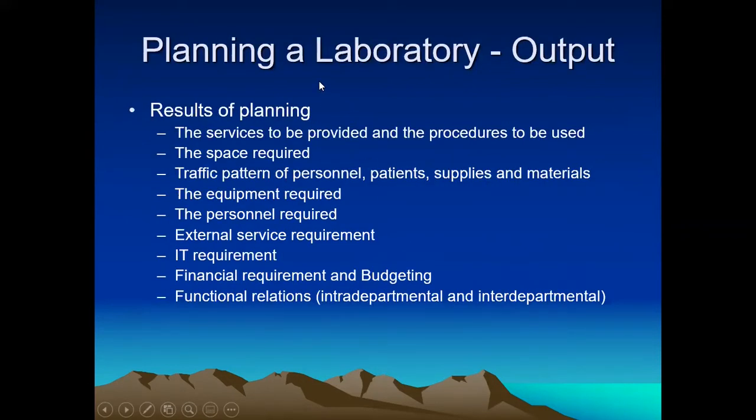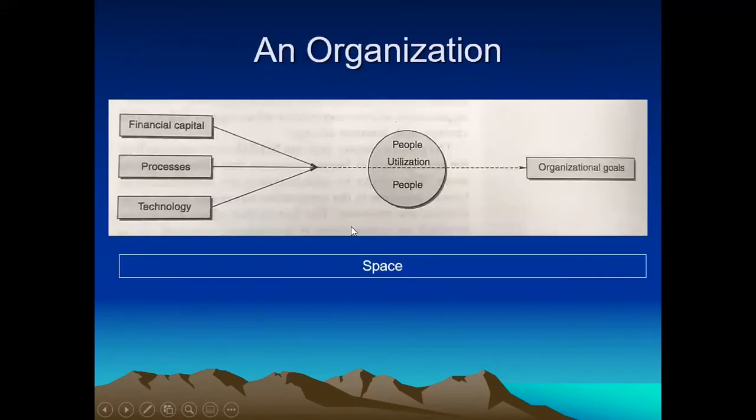So, what are the outputs of planning a laboratory? These are the results of planning a laboratory. We understand the services to be provided and the procedures to be used in laboratory, the space requirement, traffic pattern of personnel, patient, supplies and material, the equipment required, the personnel required, external service requirement, information technology requirement, financial requirement and budgeting, and functional relations, both intradepartmental and interdepartmental.